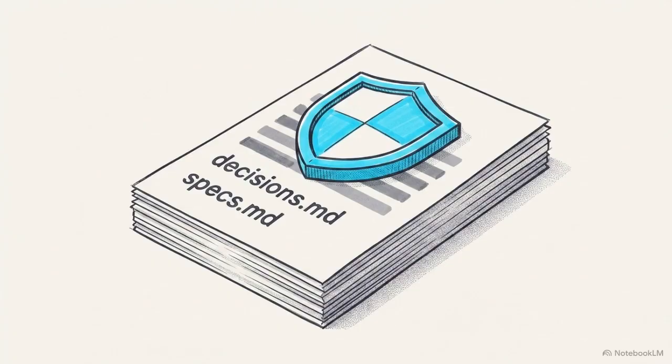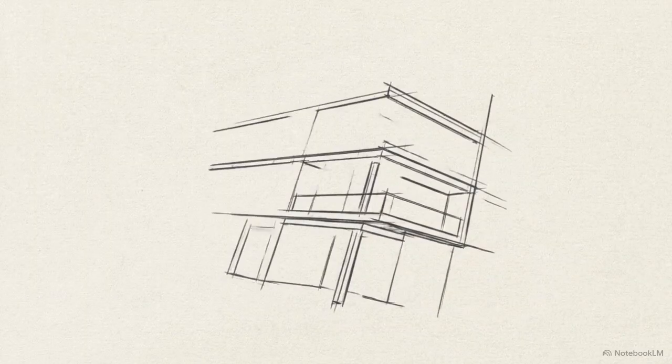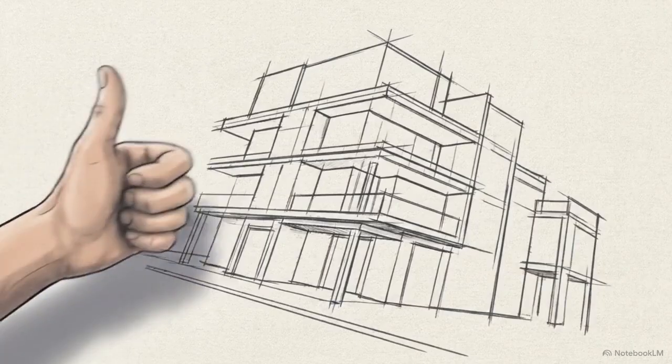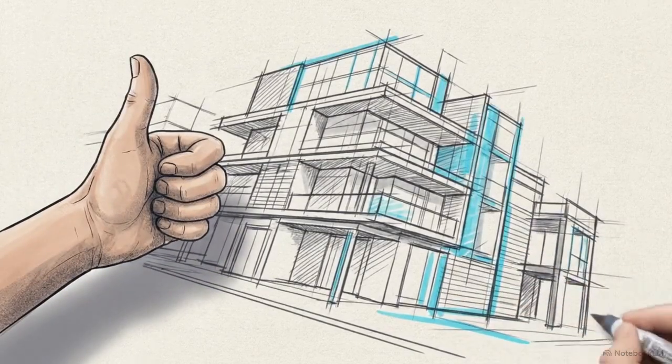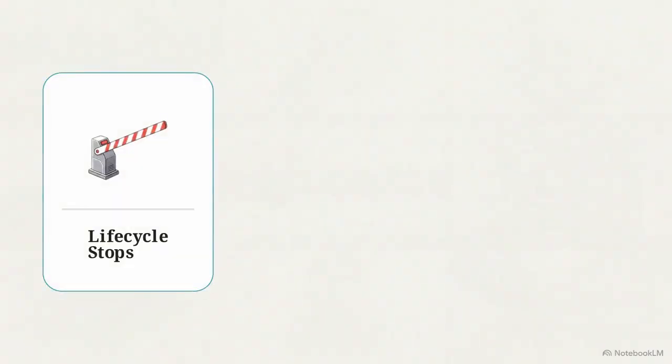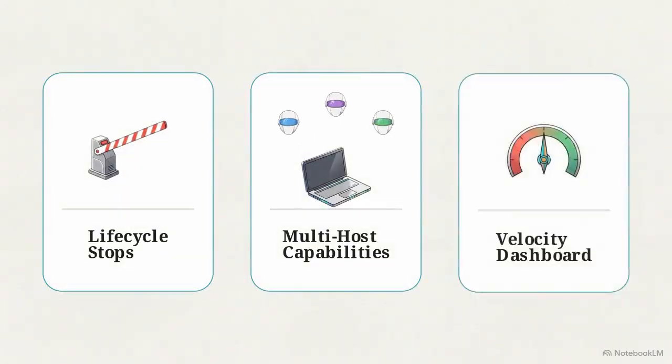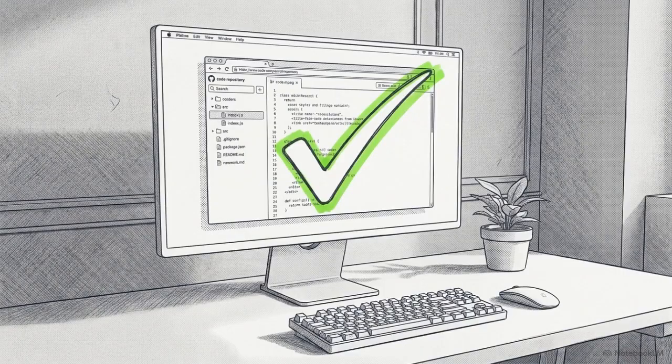Your workspace is now fortified with a durable, spec-driven audit trail. You have established a dynamic where the human architect dictates the direction, and the AI team handles the heavy lifting of execution. The lifecycle stops, multi-host launch capabilities, and the velocity dashboard are all ready to use in your projects today.